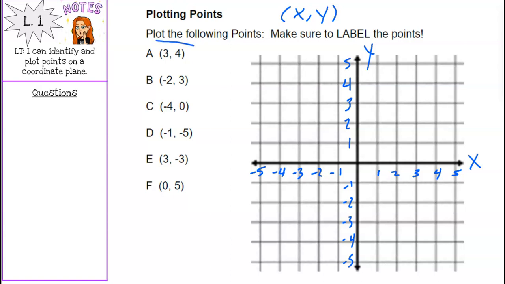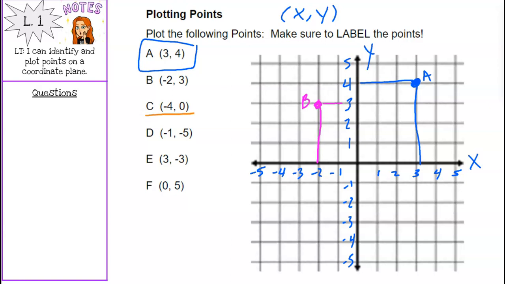So let's plot point A, which means (3, 4). So 3 on our x-axis, 4 on our y-axis. We put a point where those two lines would meet. So you can see it's lining up with 3 on our x-axis and 4 on our y-axis. Next, point B, (-2, 3). That would be this point right here because it lines up with -2 on our x-axis and 3 on our y-axis. So this would be point B.